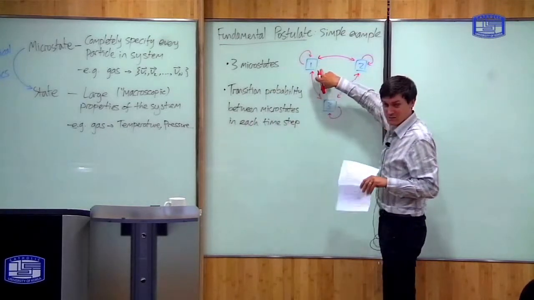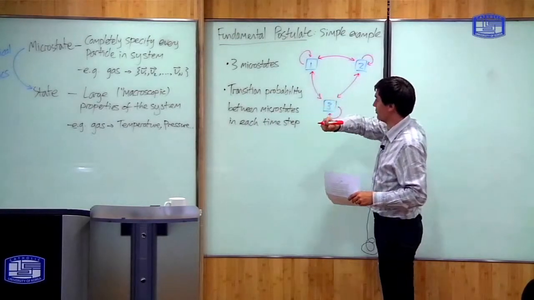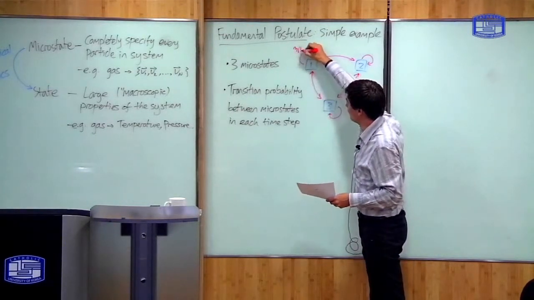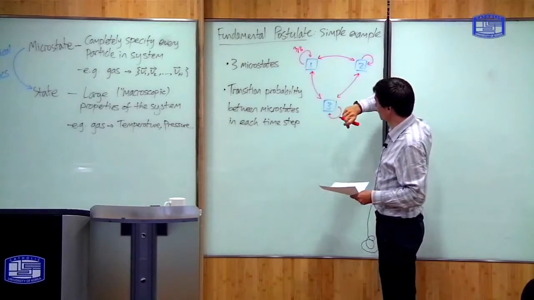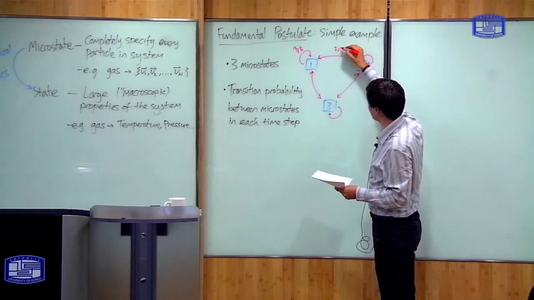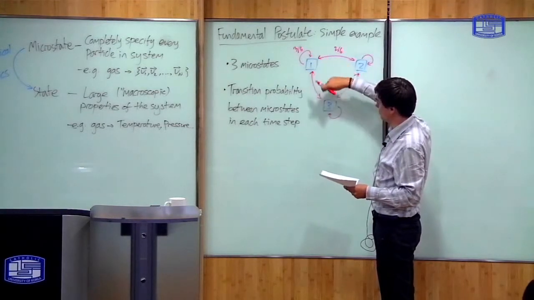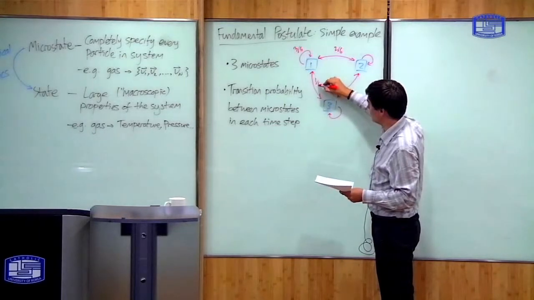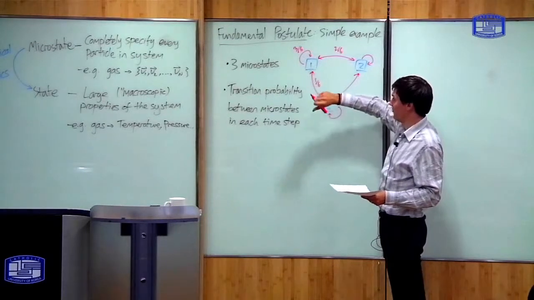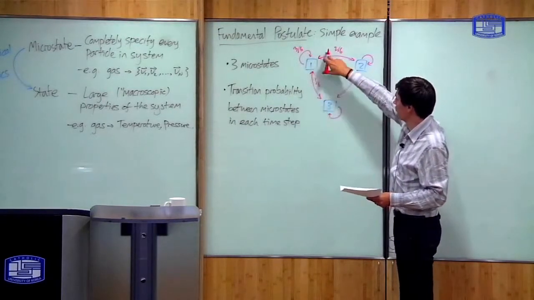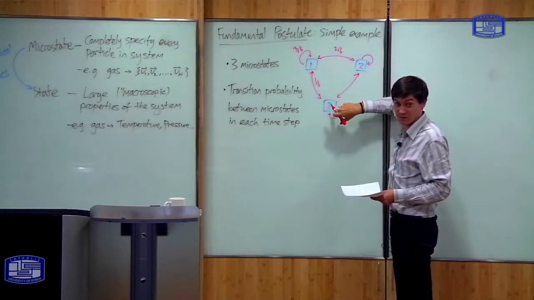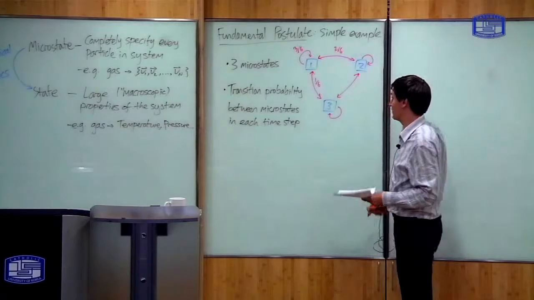Suppose I start in microstate 1, then a transition event happens. I suppose that the probability I stay in microstate 1 is 3/6, or a half. I suppose the probability I go from microstate 1 to microstate 2 is 2/6, and I suppose the probability I go from state 1 to state 3 is 1/6. So I started in microstate 1, I have a half probability of staying there, a third probability of going to microstate 2, and a 6th probability of going to microstate 3.